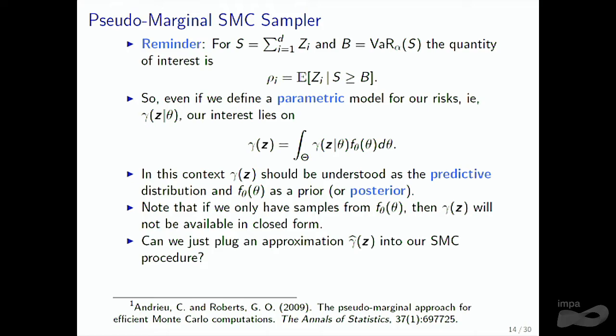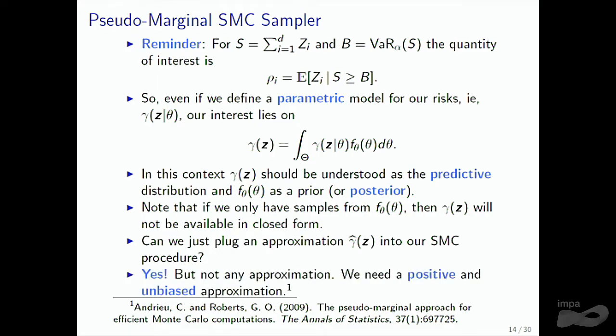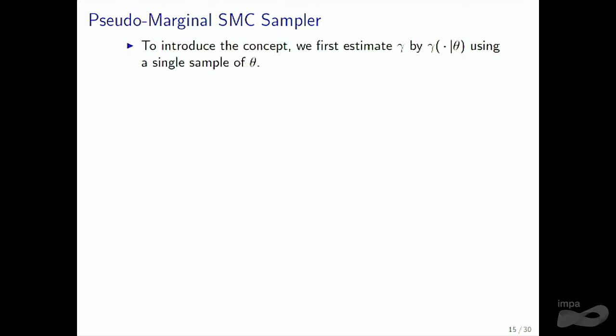So the question is, can we just plug an approximation into the sequential Monte Carlo procedure, which we think will improve the efficiency of the whole Monte Carlo procedure? And the answer is yes. We can use an approximation in the SMC procedure. It needs to be positive and unbiased, as was proved in a different context here for Markov chain Monte Carlo, but it will work. The proof that this will work is very simple.